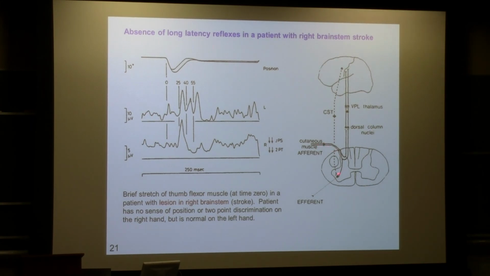So this pathway from the muscle spindle to the motor neuron to the muscle is okay. What's happened is that a copy of that signal needs to go to the brainstem, up the thalamus to the motor cortex and back. CST means corticospinal tract. What's happening is that this pathway has been damaged. And so this information isn't reaching the motor cortex. And so you just see that first response, but you don't see the later response.